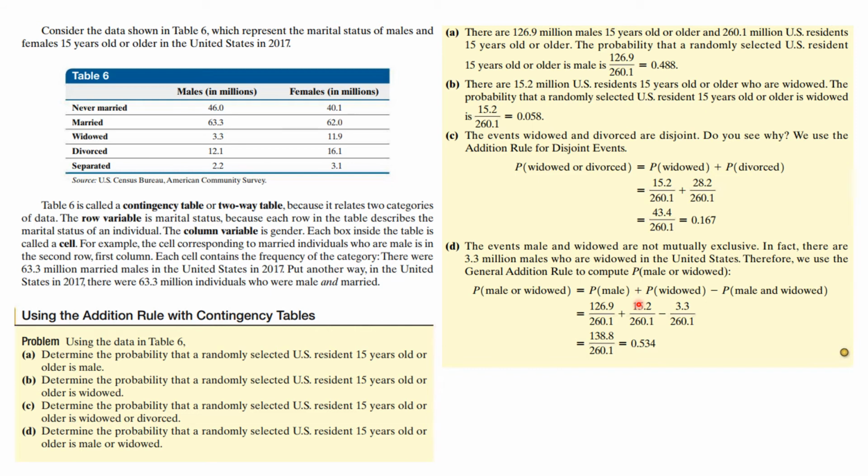And so we add those probabilities and we subtract male and widowed, and male and widowed here is 3.3 over that. We do the calculation and we get that that is a little bit over 50%. It's 53.4%.